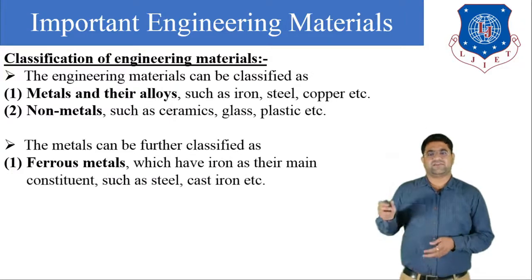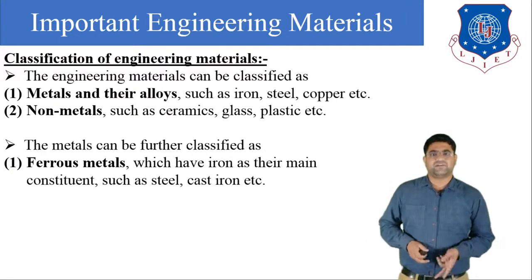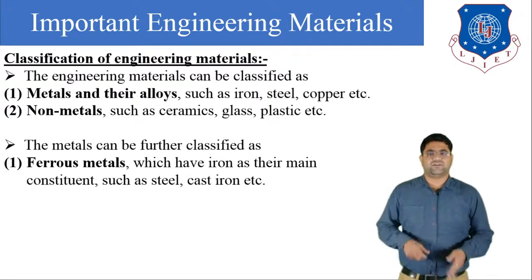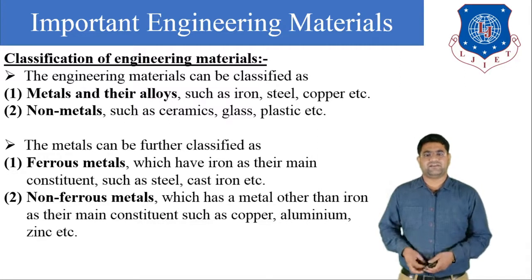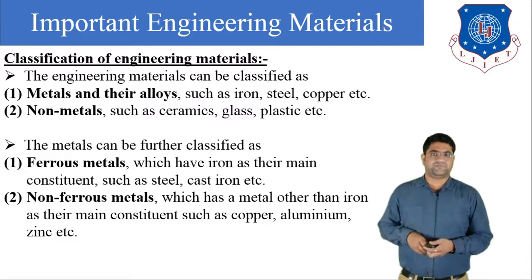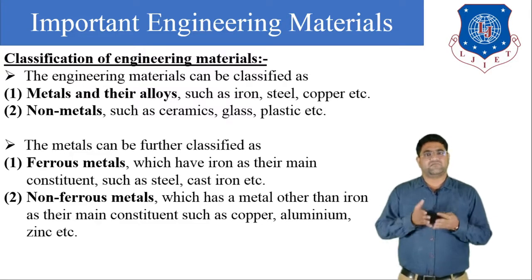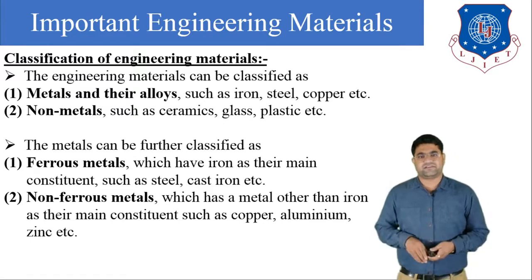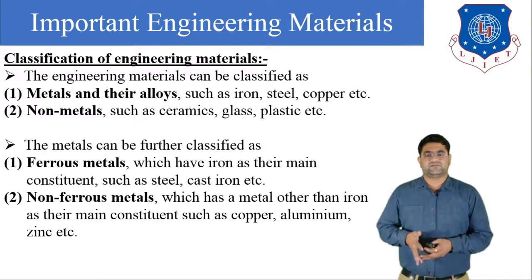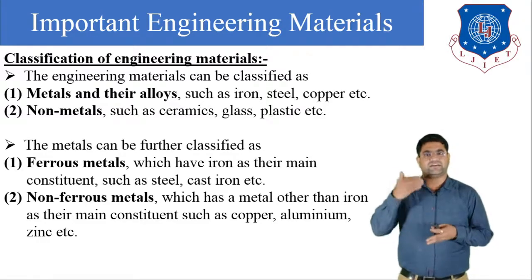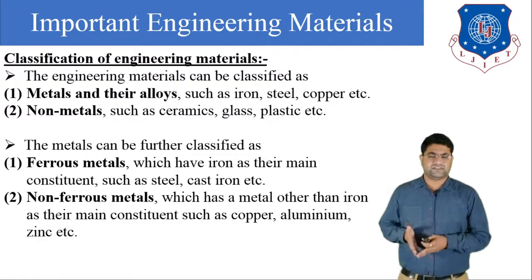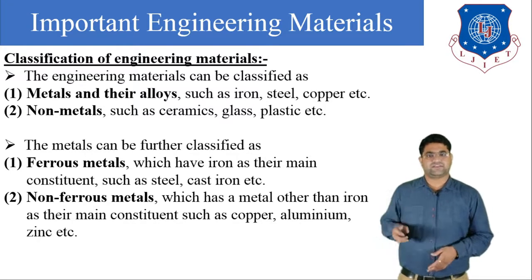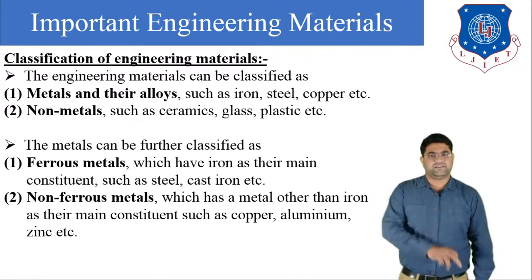Now these metals can be further classified into two types. One is the ferrous metals and second is the non-ferrous metals. In the ferrous metals, iron is the major component and the remaining silicon, magnesium, manganese are the minor elements. This type of metals are known as ferrous metals. Now second is the non-ferrous metals, which have a main constituent other than iron, like aluminium, copper, zinc, etc. We will discuss the ferrous and non-ferrous metals in this chapter.